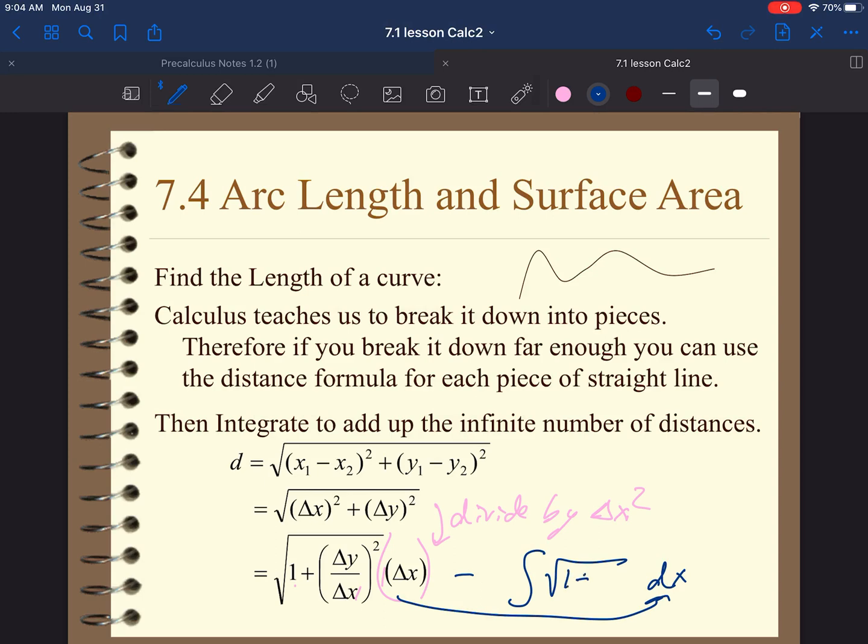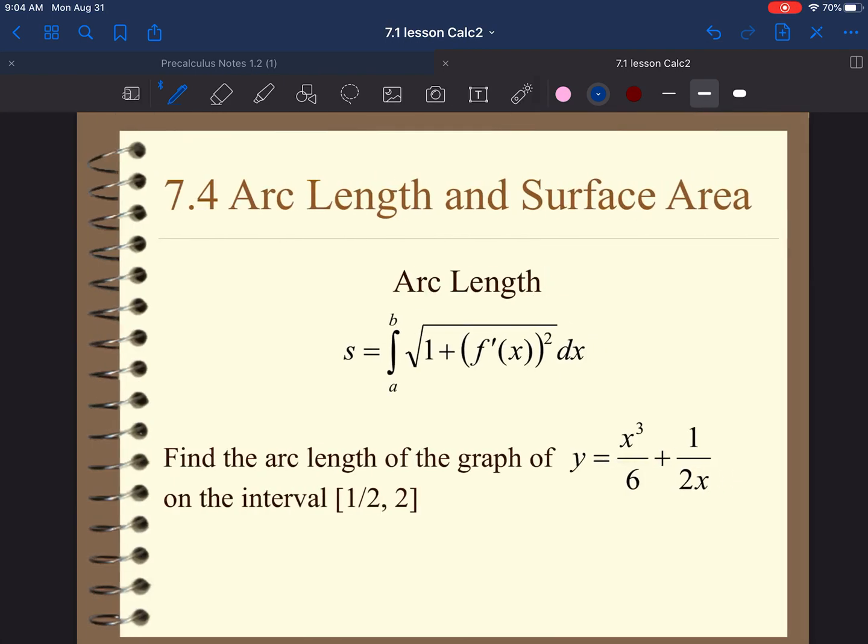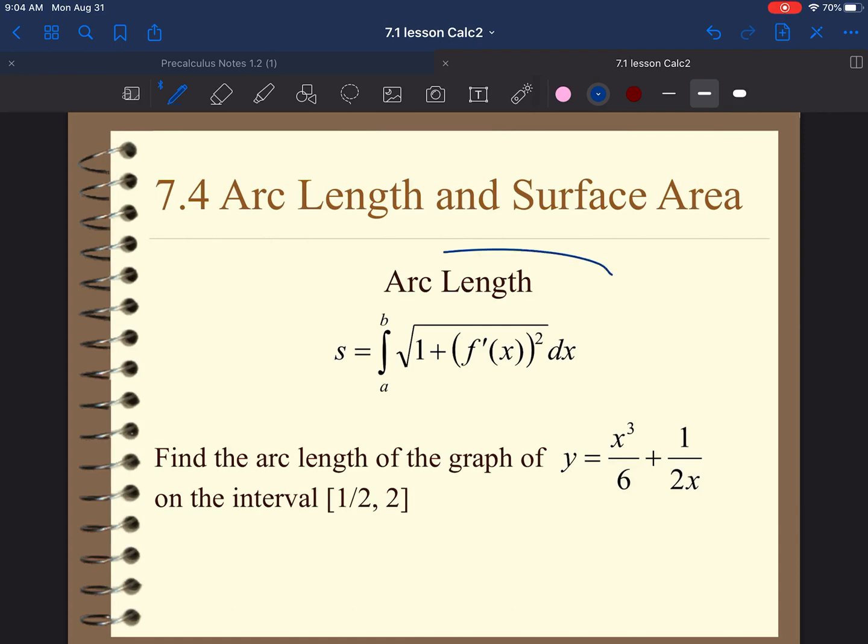And in here you've got 1 plus. Now tell me, what is dy over dx? Yeah, dy over dx is your derivative, right? So that's really your derivative squared. So this gives us the formula for arc length. So take a moment and write that down. It's super important. And if you think about all the pieces, that'll help with your memorization.